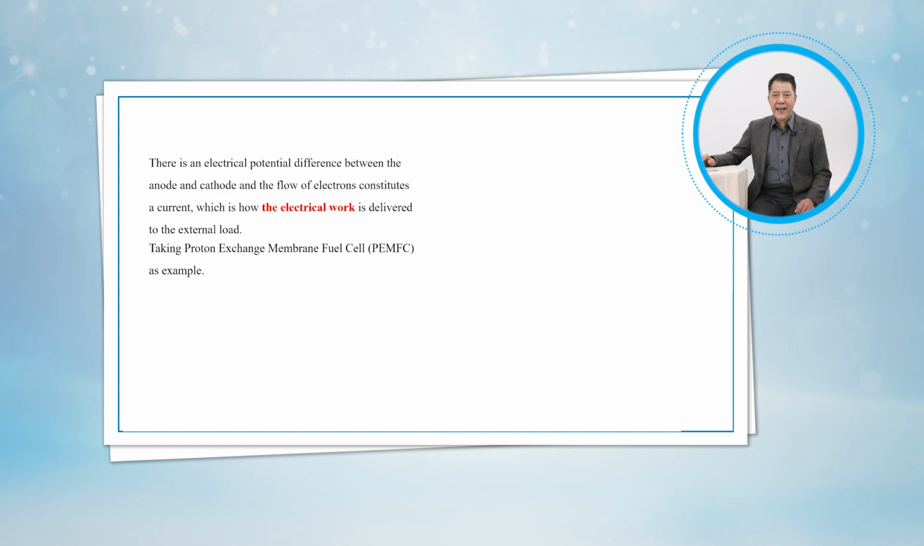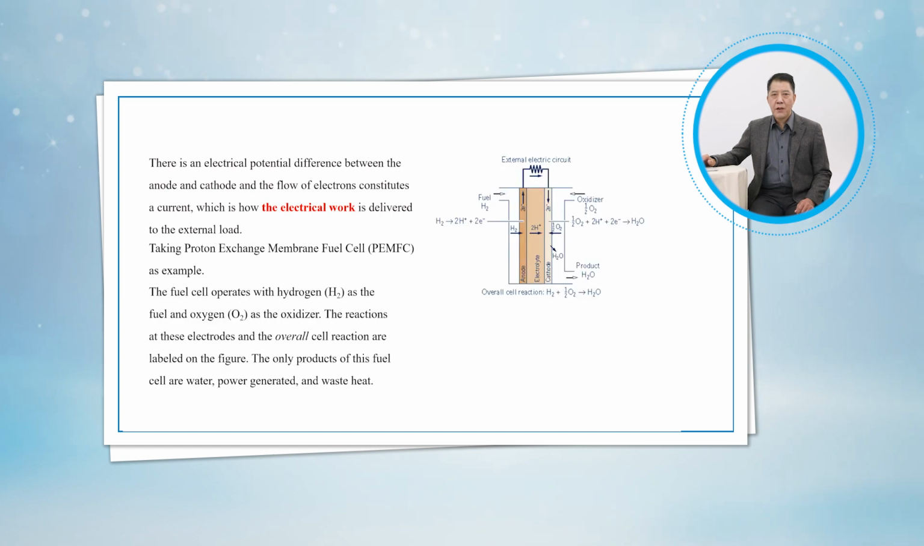Taking proton exchange membranes fuel cell as example. The fuel cell operates with hydrogen as the fuel and oxygen as the oxidizer. The reactions at these electrodes and the overall cell reaction are labeled on the figure. The only products of this fuel cell are water, power generated, and waste heat.